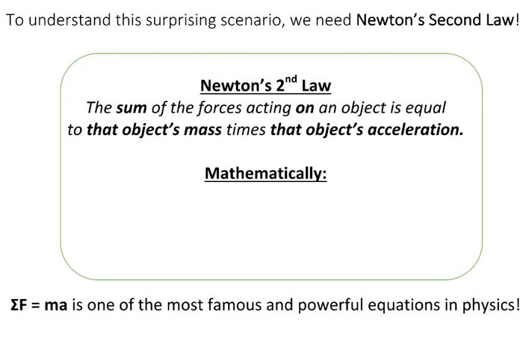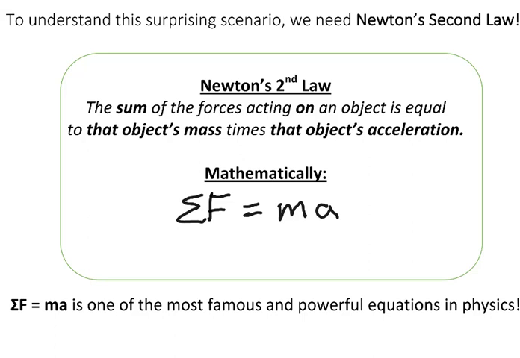So Newton's second law is the idea that the sum of all the forces that act on an object is equal to that object's mass multiplied by that object's own acceleration. So mathematically, it looks like this. The net force on an object is equal to the object's mass times its acceleration.